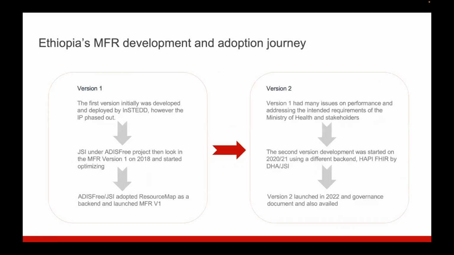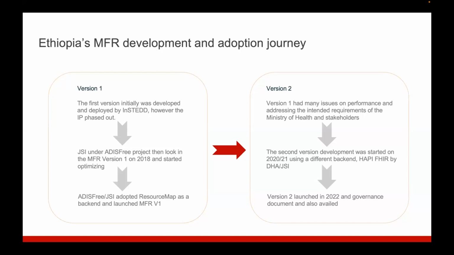Okay, so what is the development and adoption journey of the Master Facilities Registry in Ethiopia? In Ethiopia, we had a former version, which we used to call version 1, and we have the current and active one, version 2. Version 1 was initially developed by a partner called Instate, and they used a different tech stack back then. It was before 2018. After that project phased out, GSI took over, there was another project called Earth-Free, and back then version 1 was developed by taking over what Instate had started.